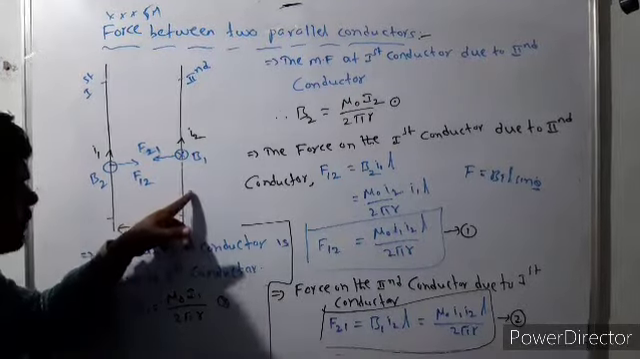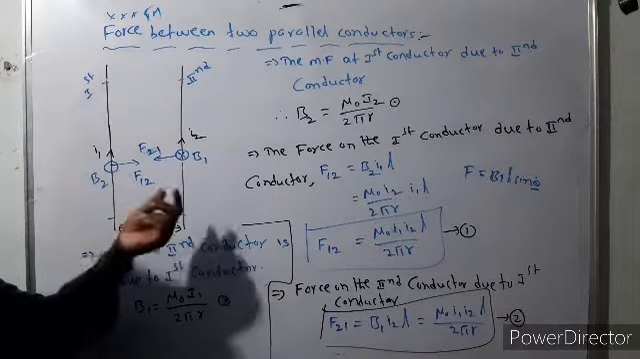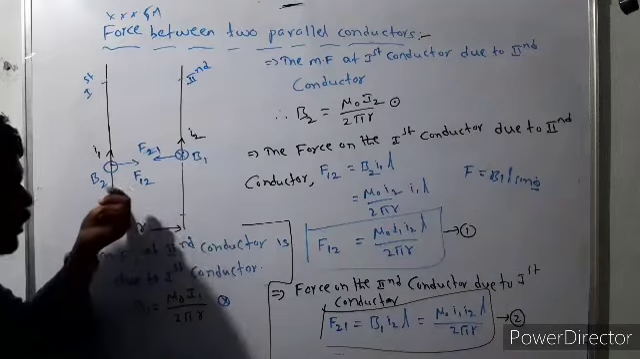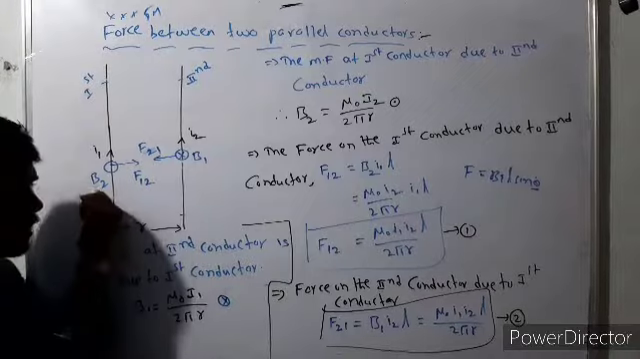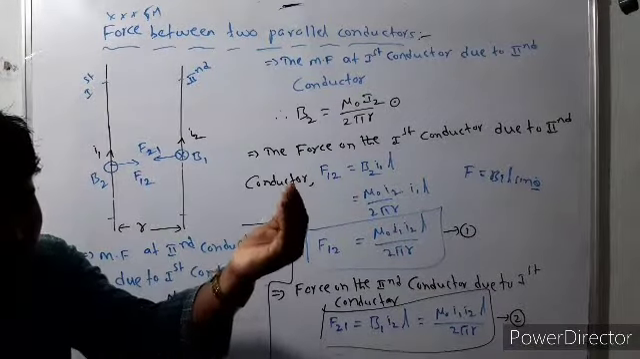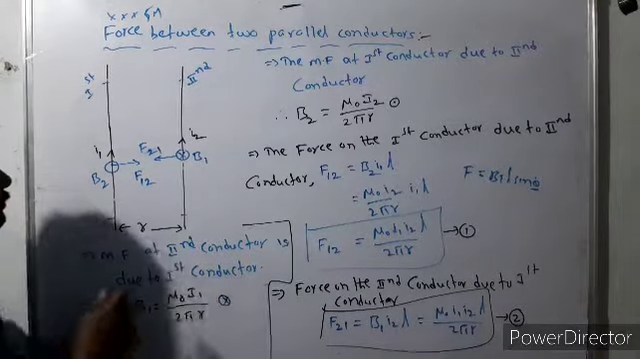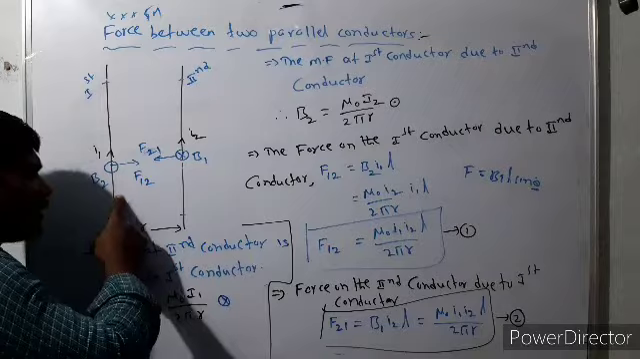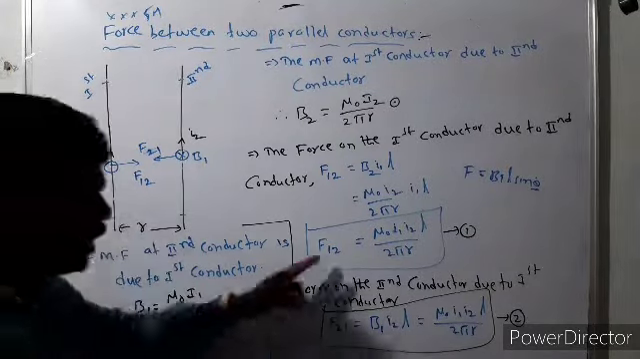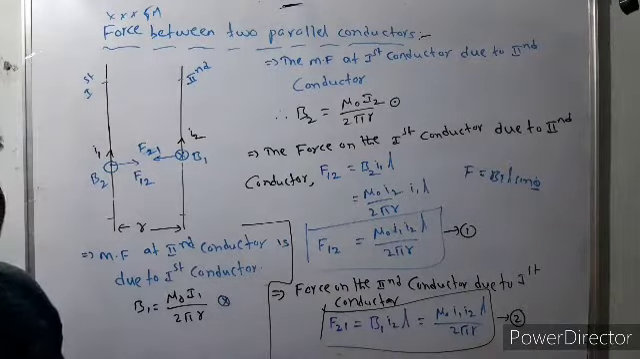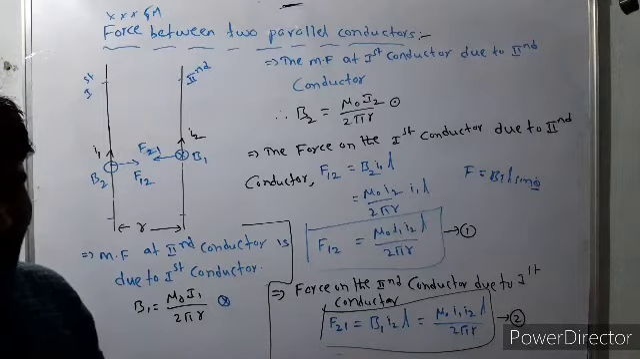Similarly, consider the force on the second conductor due to the first conductor. This is the direction. Here there is a force on the second conductor due to the magnetic field of the first conductor, and the force direction is like this. From this we can understand the first conductor is attracting the second conductor. The two conductors are attracting each other with equal forces, like action-reaction pairs.